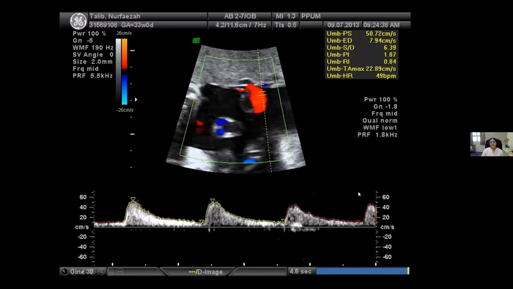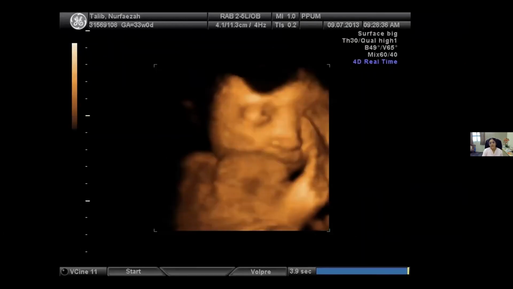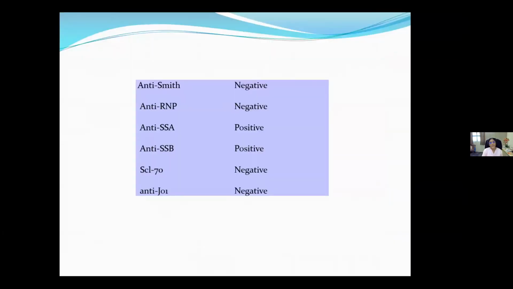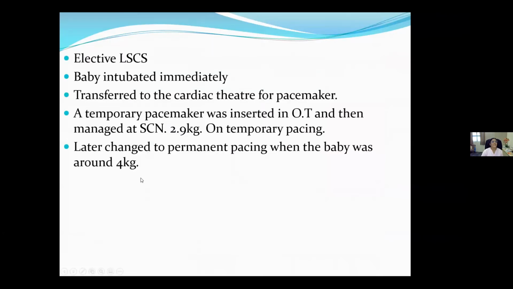So this is a Doppler ultrasound for the same patient, wherein the heart rate is only about 49 beats per minute. The amniotic fluid index shows oligohydramnios. This is the 3D view of the baby. The anti-Ro and anti-La was positive. She also had the anti-nuclear factor that was positive. Anti-double-stranded DNA was positive. She was diagnosed with SLE.